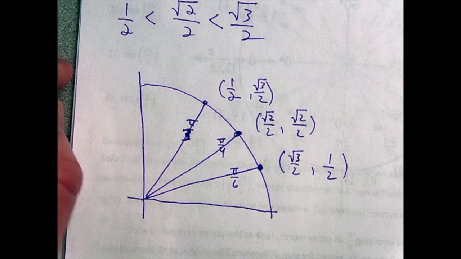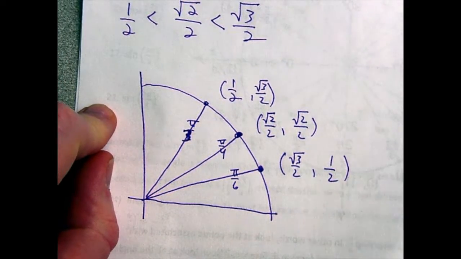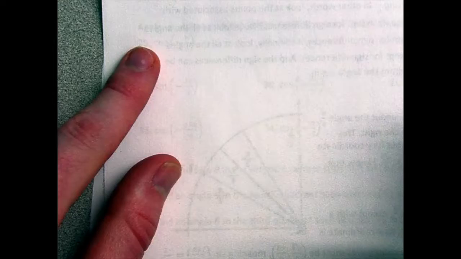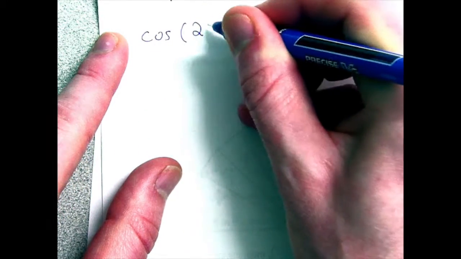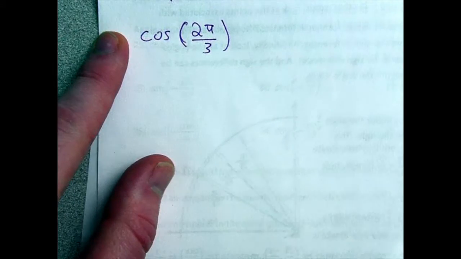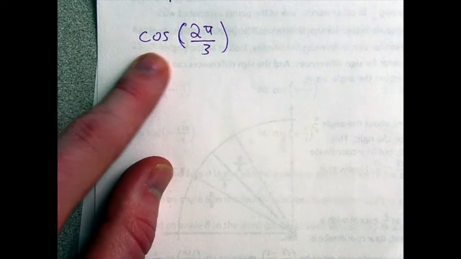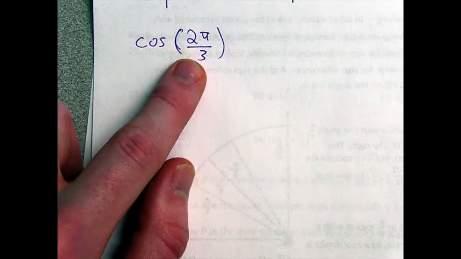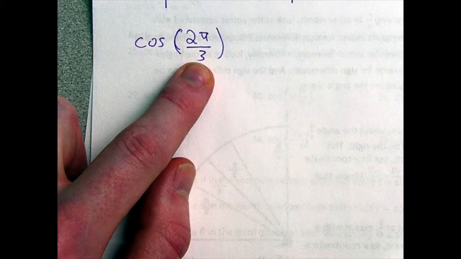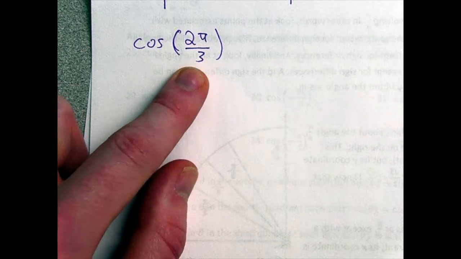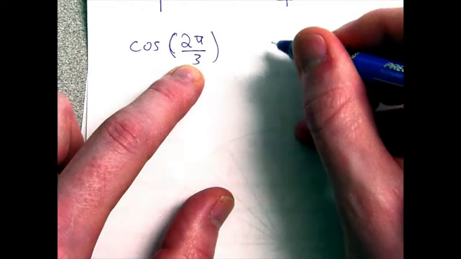So let's just put this into a single example, because I want to show you how I actually think of this. Let's suppose that you've got no unit circle in front of you, and you're trying to evaluate something like cosine of 2 pi over 3. How in the world are you supposed to remember what's happening here? Of course, this will be the x-coordinate of the point associated with 2 pi over 3, but what is that coordinate? Here's how I think of it.